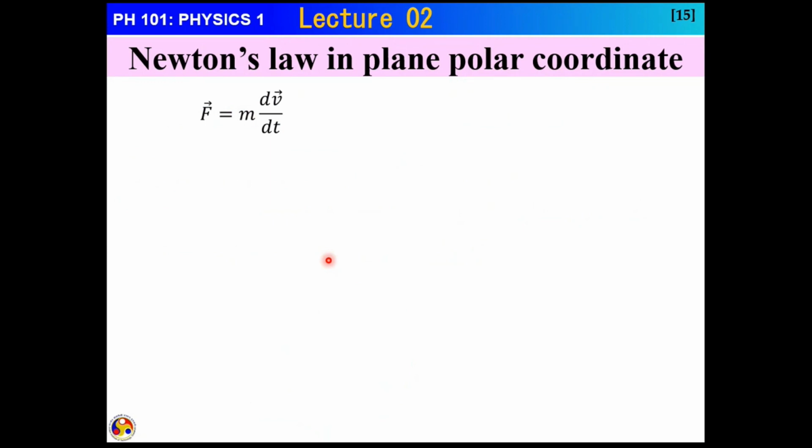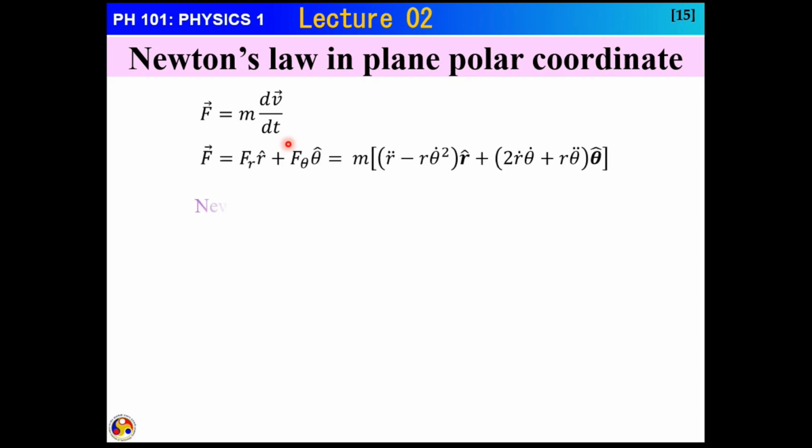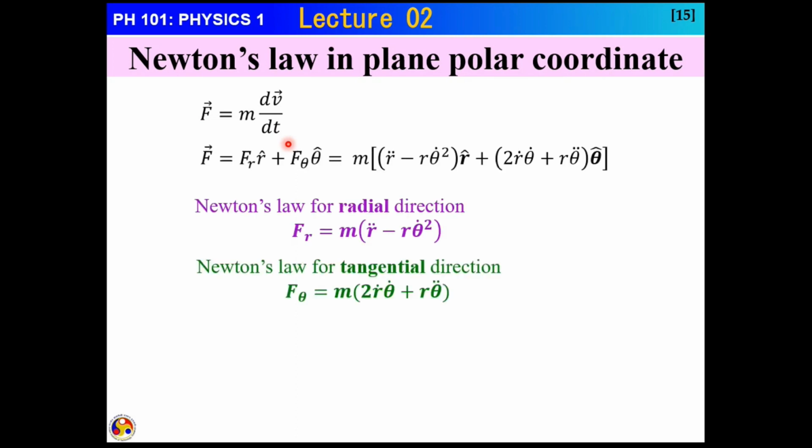So, we are almost there. Basically, again, Newton's law in the plane polar coordinate system is mass into acceleration. And it's very simple. If you want to write this acceleration in polar coordinate system, you have to be careful. This force is having two components. One is the radial component of the force and one is the tangential component. And it can be written like this.